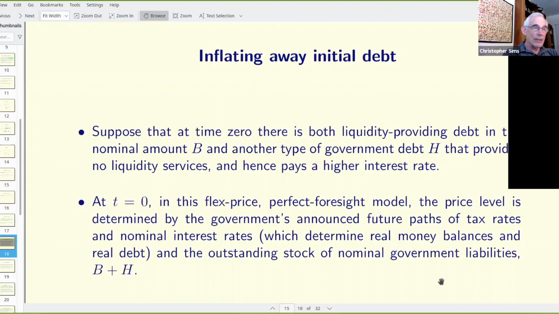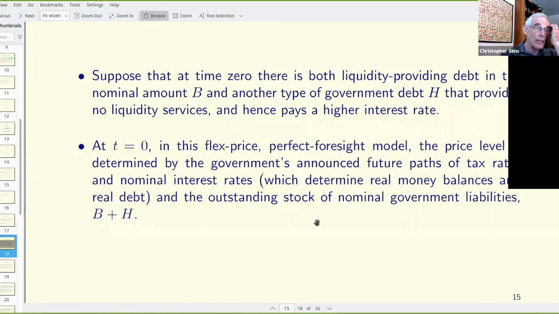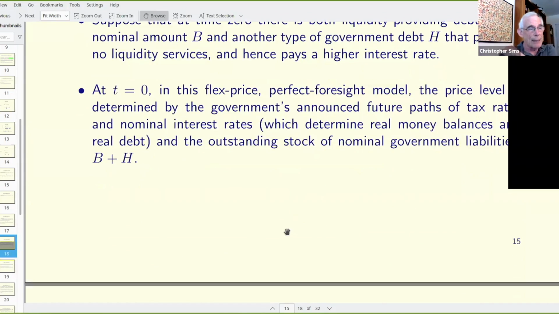If you assume that at the initial date, there were two kinds of debt, one, this B that provides transaction services, and the other, H, that is valued only for its return and hence pays a higher rate, then the optimal thing to do at t equals 0, if you can't repudiate all your debt but you can inflate, is jump the price level enough to make the real value of B plus H, which is the initial nominal debt, equal to the value of real debt that it's optimal to have agents holding for transaction services from that date on.